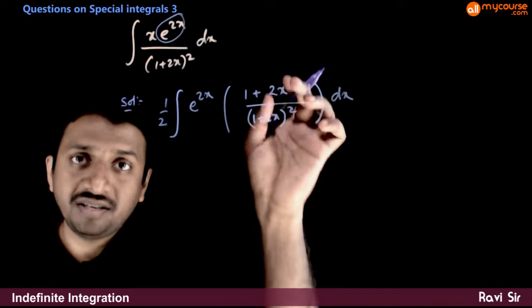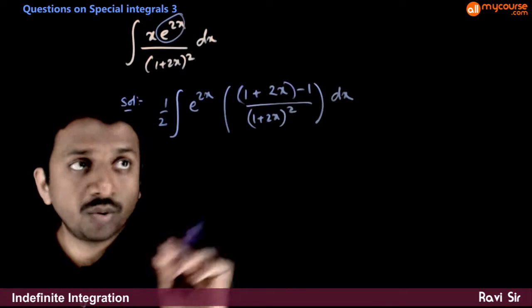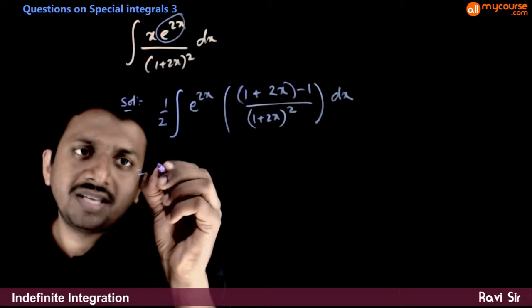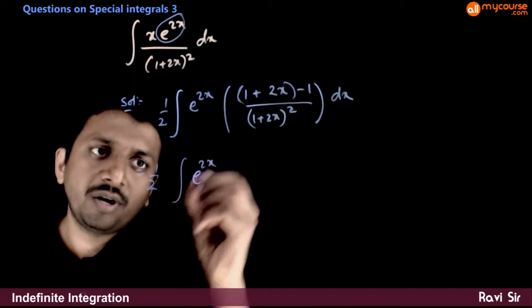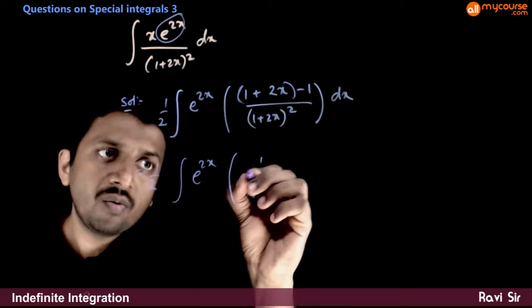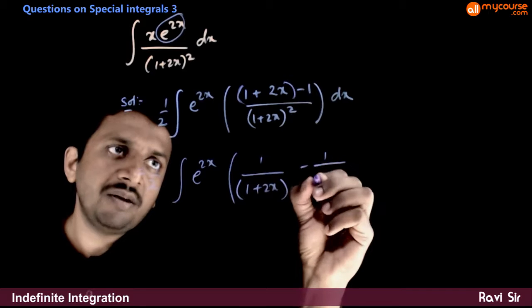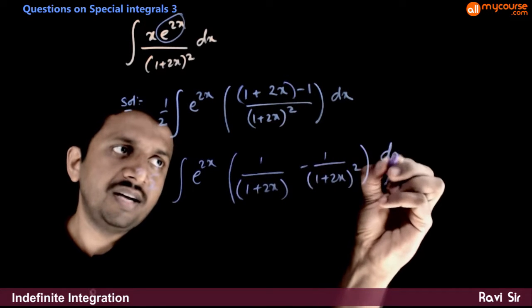Now let us separate these two. So 1 plus 2x is one term and (1 plus 2x) whole square minus 1 is the next term. That is equal to half times integration of e power 2x times [1 by (1 plus 2x) minus 1 by (1 plus 2x) whole square] dx.